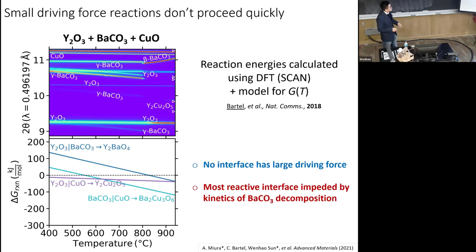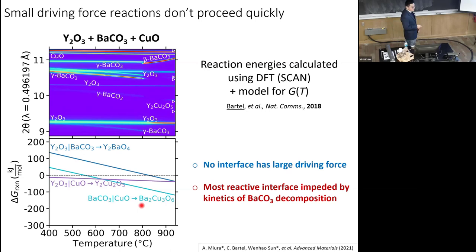We did in-situ synchrotron experiments. If you start with barium carbonate as a precursor, barium carbonate does not decompose until 1100 degrees Celsius. And what that means is that as you're heating it up, the first reactions occur in the yttrium oxide copper oxide system. So you start forming some of this ternary yttrium copper oxide in the beginning. If you look at the reaction energies, that's what I'm plotting here, reaction energies as a function of temperature, basically all the reactions are not very exothermic. They're all very small in energy.